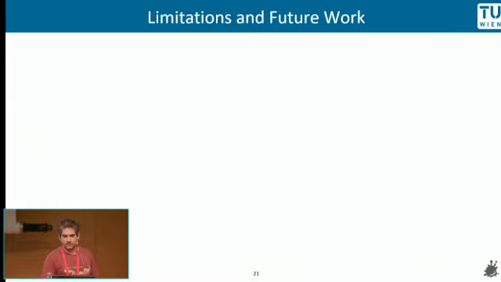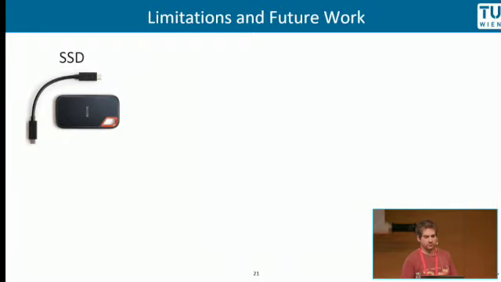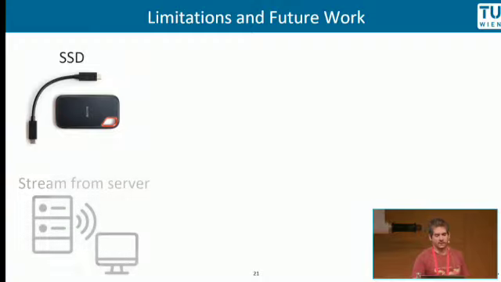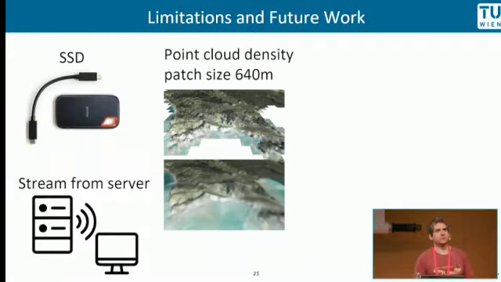So, coming to the end, there are some limitations. So due to the random access requirement, it basically only works on SSD. You could probably run it on HDD, but it will be very slow. In future work, you could stream it from a server, maybe stream the chunk points or stream the height maps. So people wouldn't even need to download the full data before they know what they need.